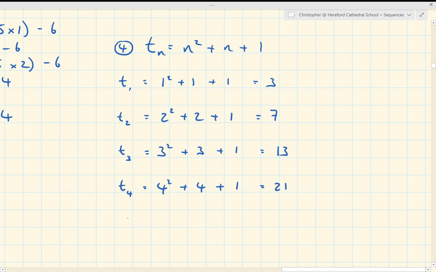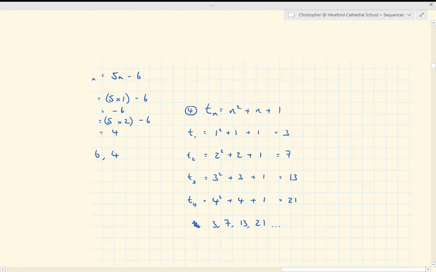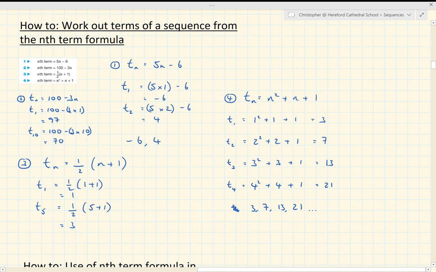So this sequence looks like this. It starts with a 3, then a 7, then a 13, and then 21. So that is how to work out terms of a sequence using the nth term formula.